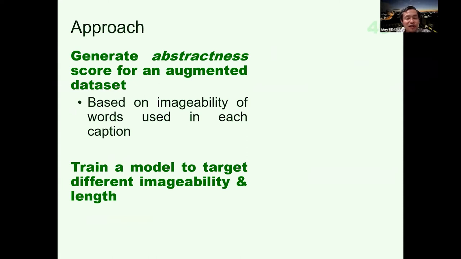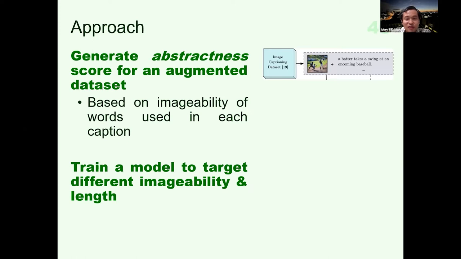So we actually modified an existing data set, basically MS Coco. It has five captions for one image. Then we used WordNet to modify the given captions into more general or abstract ones. You just go up the WordNet hierarchy and replace the words. In that way, we can generate more abstract captions. It's a bit difficult to generate the more concrete ones, but we just went upwards to the abstract side.